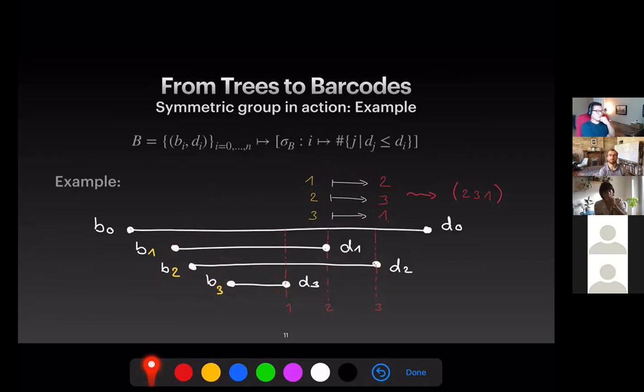Because we're really interested in the image of these permutations to represent the death order, I'm always going to denote the permutations by their image instead of the maybe more common cycle notation. So here, this permutation will be denoted by 2, 3, 1. Is this clear for everyone? How we can associate a permutation of the symmetric group to a barcode? Cool.